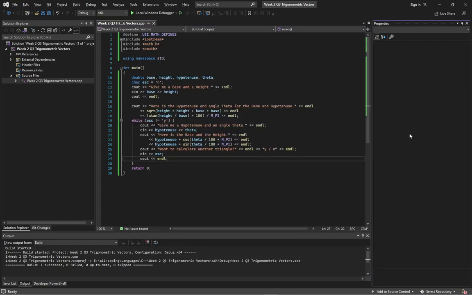Okay, so this is for week 2, question 3, trigonometric vectors. So we have our includes and for headers and then define, use math defines. This is just so that we can get access to pi, which is a constant which I don't want to type out. So using the namespace standard as per usual, and our main function is here.